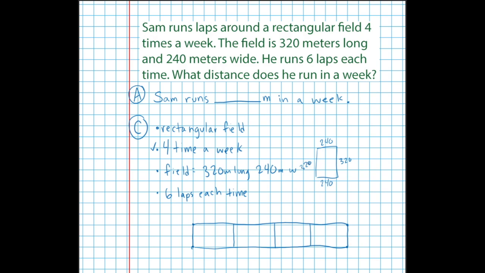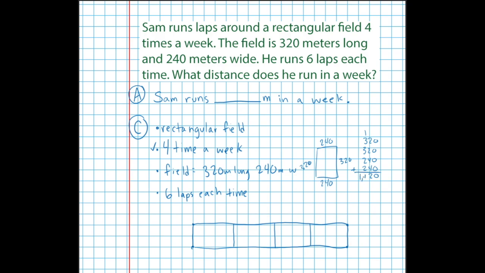So what math would I have to do to find out the distance for 1 lap? If you said add, that's absolutely right. So you could add these side lengths up and you will know the distance around the field one time. So let's see. Zeros, we have 8, 9, 10, 11, 12. We have 6, 7, 8, 9, 10, 11.